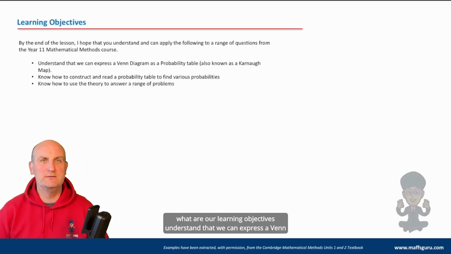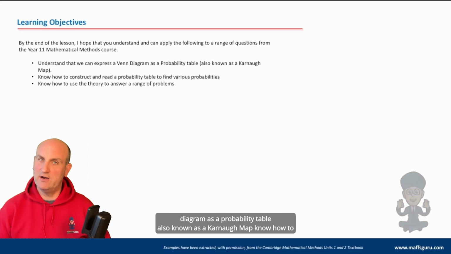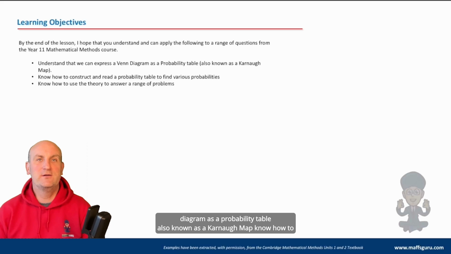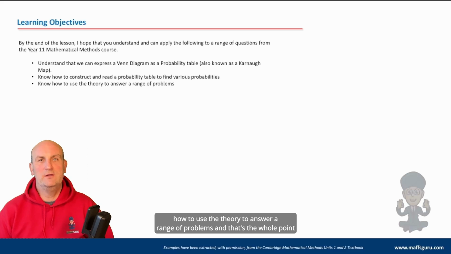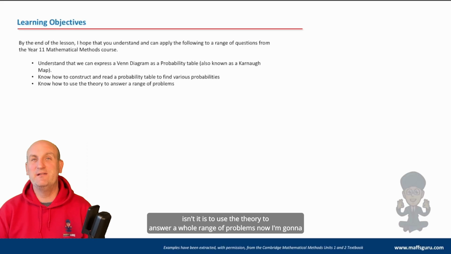So what are our learning objectives? Understand that we can express a Venn diagram as a probability table, also known as a Karnaugh map. Know how to construct and read a probability table to find various probabilities, and know how to use the theory to answer a range of problems. And that's the whole point, isn't it? Is to use the theory to answer a whole range of problems.